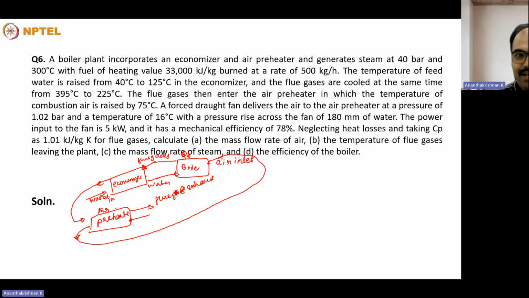So basically, we will look through the problem. We need to find the mass flow rate of the air first. We will go in a systematic approach in this case.